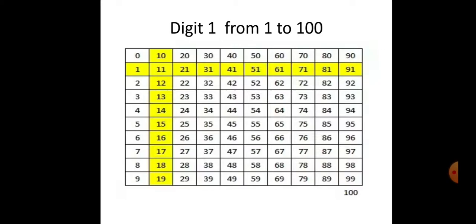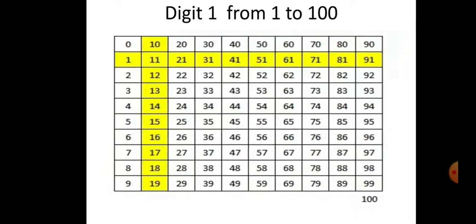How many times does the digit 1 come while we write from 0 to 100, or how many times does the digit 2 appear while we write from 1 to 1000 or 1 to 2000? To solve this type of question, let us discuss the basic concept, and then we can easily solve all types of questions related to it.